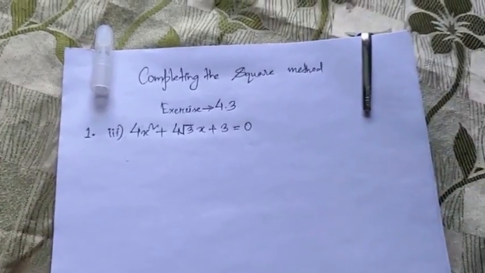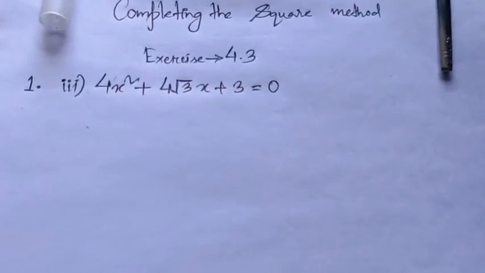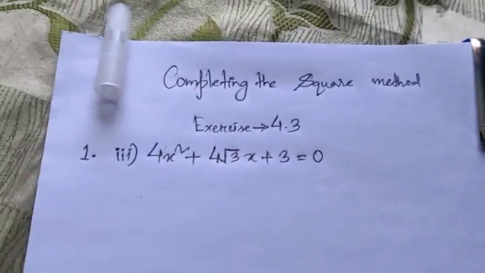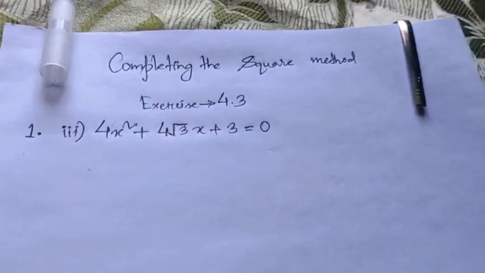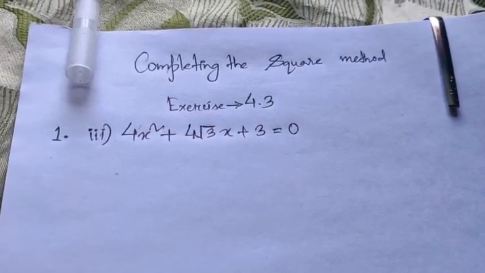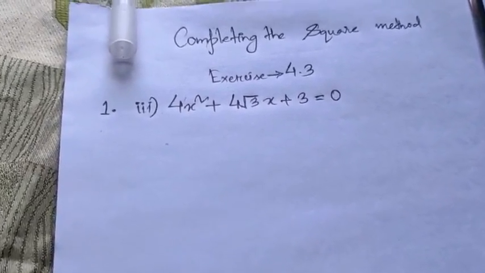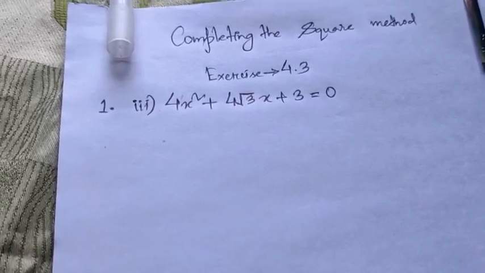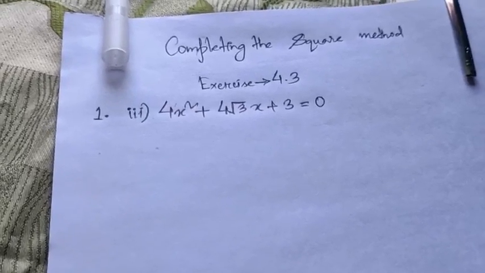Hello students, as you can see here, today we'll be starting exercise 4.3, and in this exercise at the beginning you will learn one method, that is completing the square method. In this exercise 4.3, first question number 1, you are given 4 equations, and you have to find their roots by using this method, completing the square method.